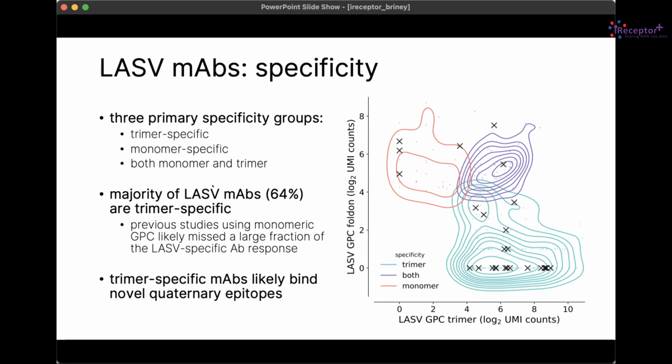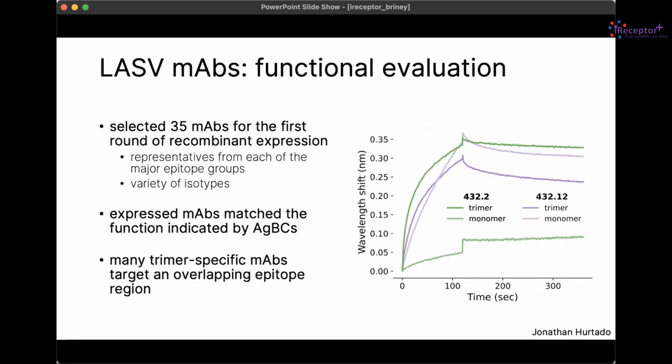The majority of antibodies, interestingly, were trimer specific, which suggests that the previous studies that have been done using monomeric versions of GPC had missed a large fraction of the antibody response. One thing to note here before I move on, though, is this extra little bubble here, which we would call a trimer preferring. I just wanted to bring that to your attention, and I'll talk about it in just a second.